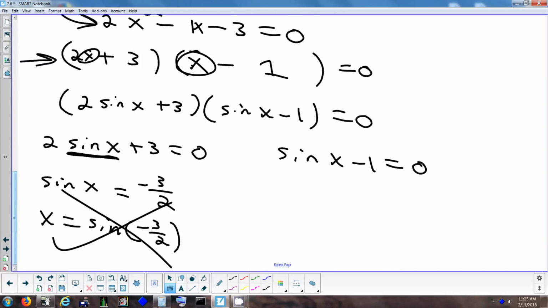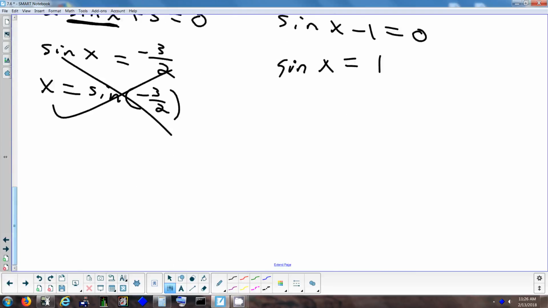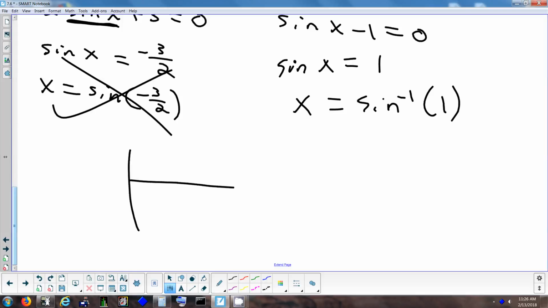How would I get sine x by itself here? Add one. Add 1. And my last step? Take the inverse. Take the inverse sine. Now, does the graph ever hit 1? Yes. In fact, I think I answered that in the homework. Here's your graph. It hits 1 right there. That's the quarter point. What's the x value a quarter of the way through the period? Pi over 2. And that's the answer.